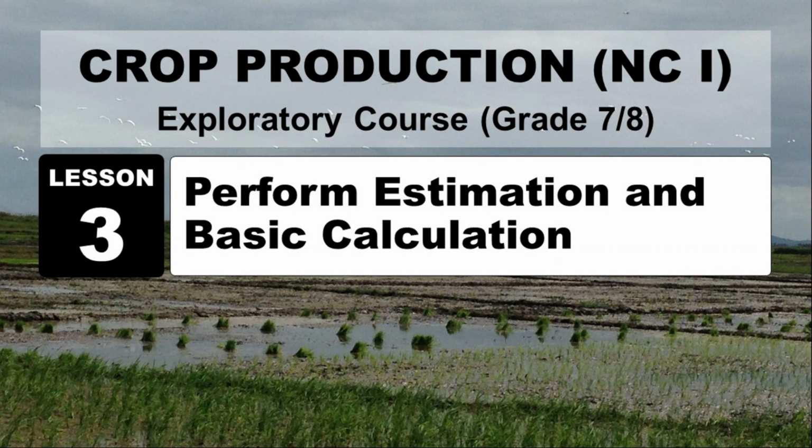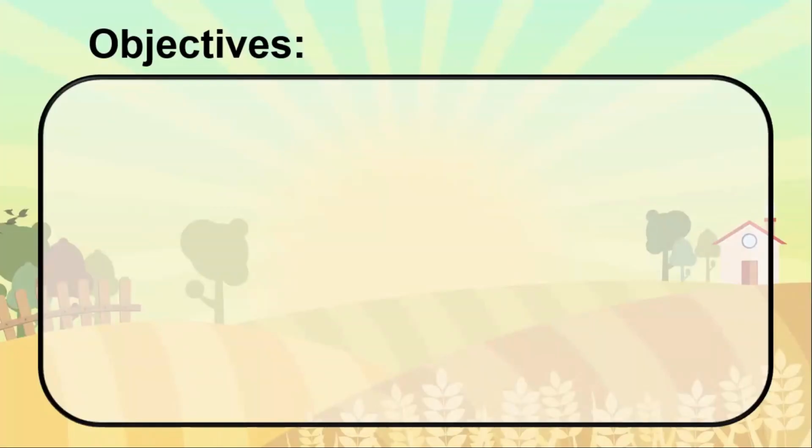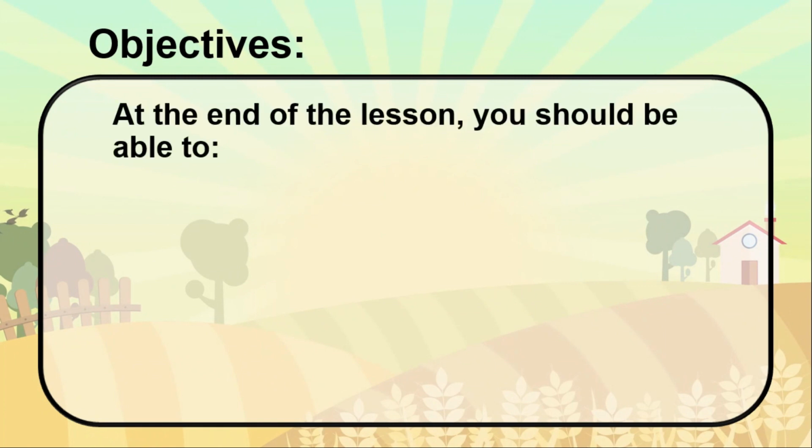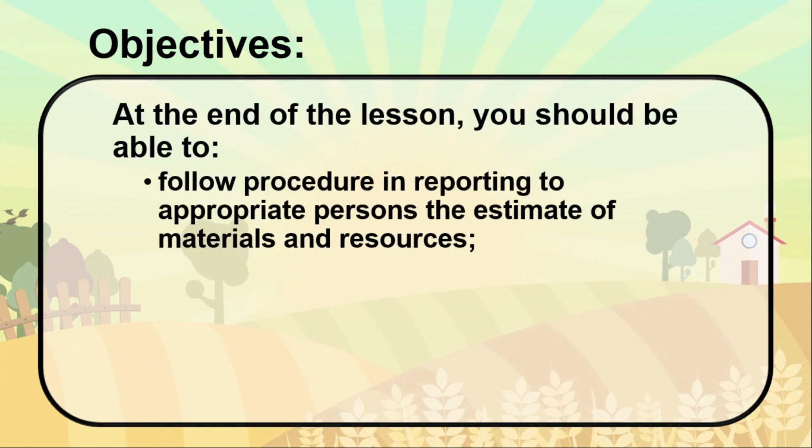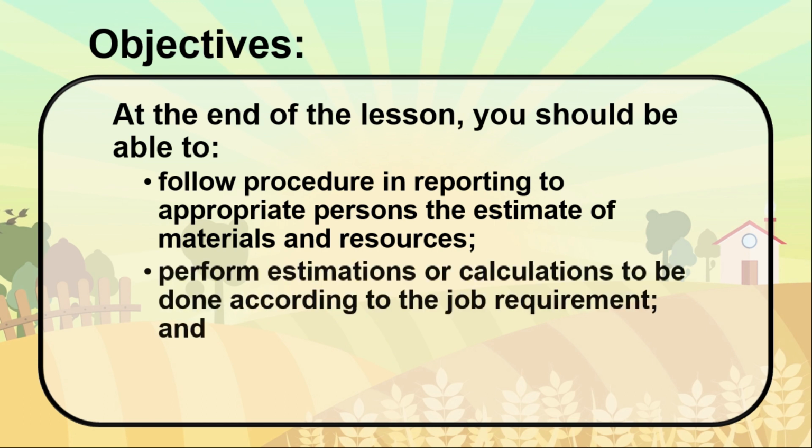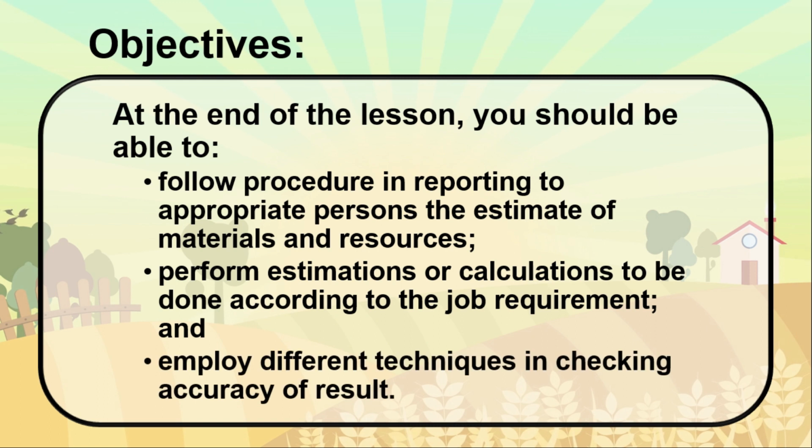For today, we will be discussing lesson 3, perform estimation and basic calculation. For our objectives, at the end of the lesson, you should be able to follow procedure in reporting to appropriate persons the estimate of materials and resources, perform estimations or calculations to be done according to the job requirement, and employ different techniques in checking accuracy of result.